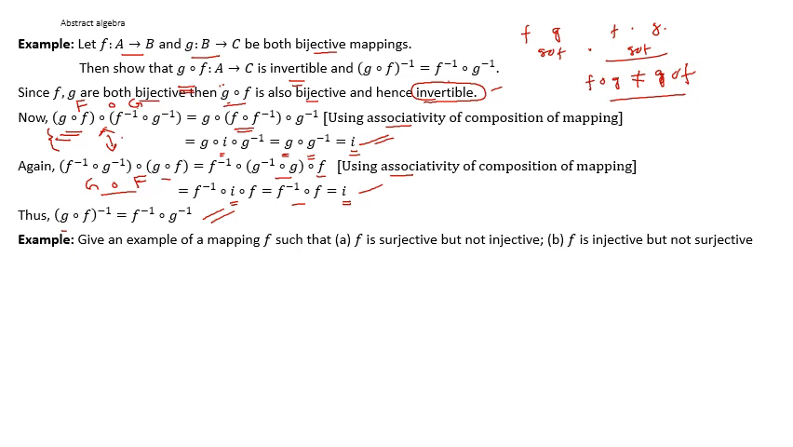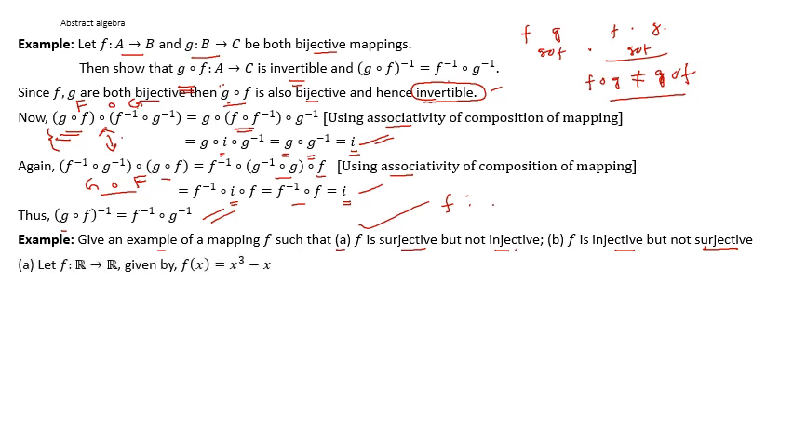Give an example of a mapping in two cases. এক নম্বর হচ্ছে F is surjective but not injective, দু নম্বর হচ্ছে F is injective but not surjective. Suppose আমরা প্রথমে এটা দিই, অর্থাৎ আমাদের একটা ম্যাপিং দেখাতে হবে F which is surjective, that means F is onto but not one-one.